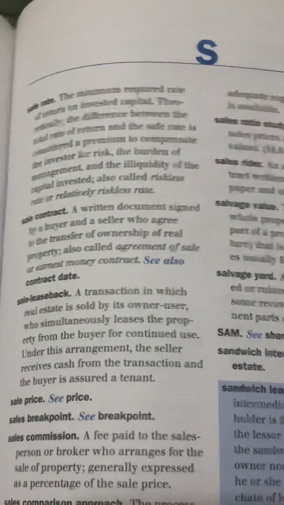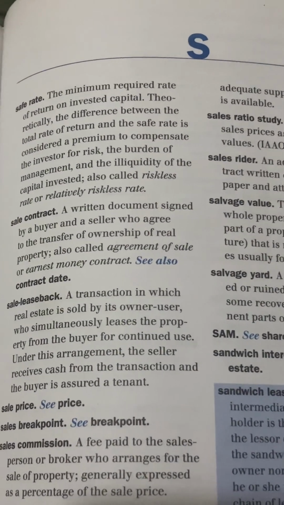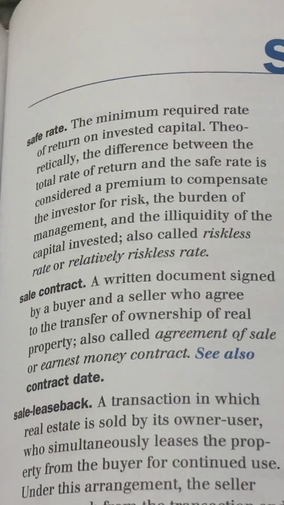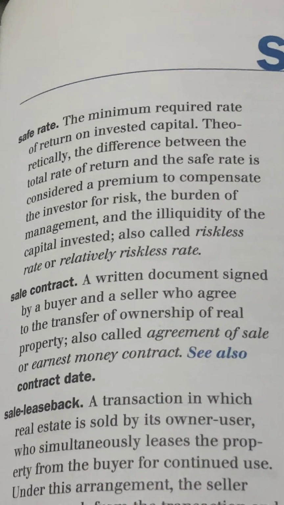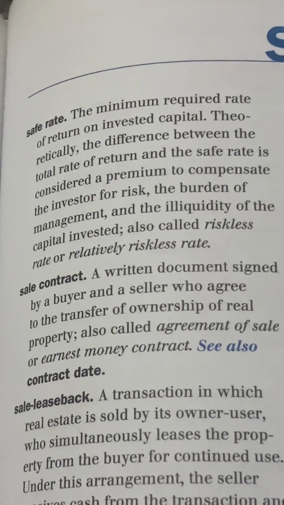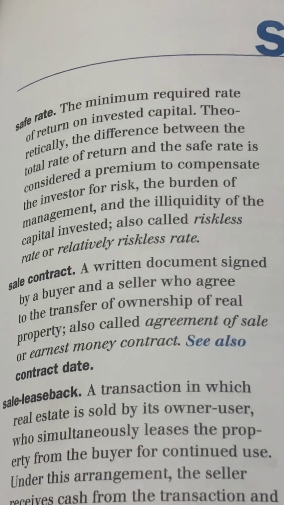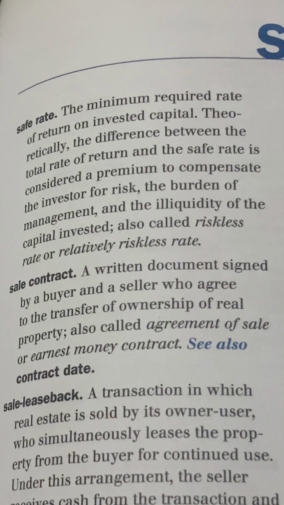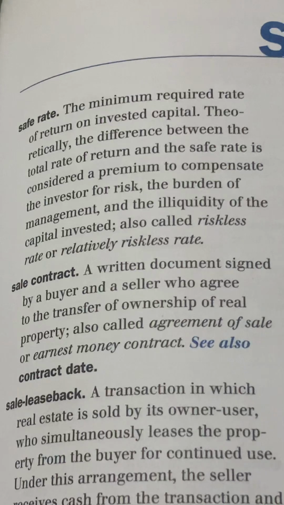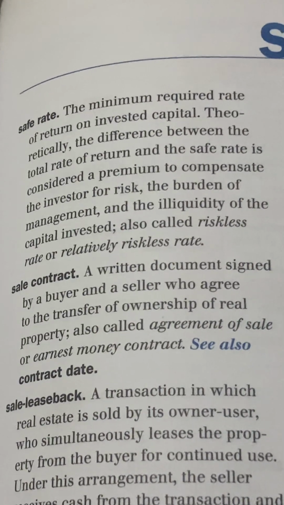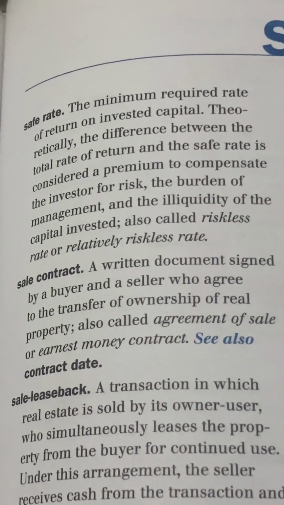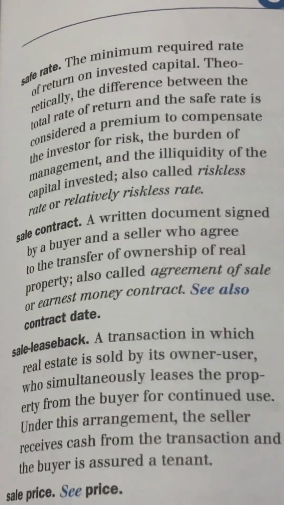The Dictionary of Real Estate Appraisal, Chapter S, page 207. Safe rate. The minimum required rate of return on invested capital. Theoretically, the difference between the total rate of return and the safe rate is considered a premium to compensate the investor for risk, the burden of management, and the illiquidity of the capital invested, also called riskless rate or relatively riskless rate.